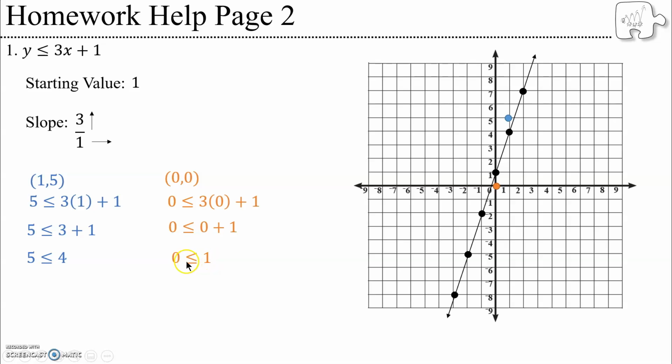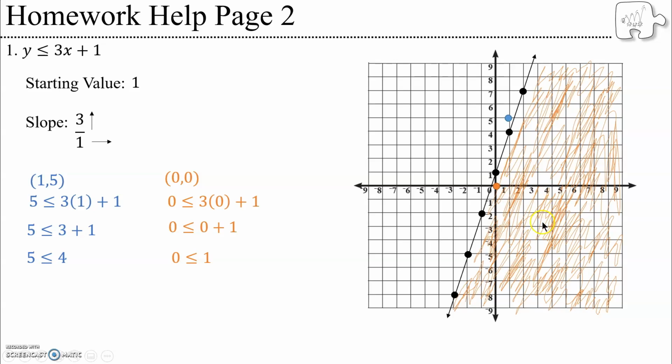So is 5 less than or equal to 4, or 0 less than or equal to 1? Right, the bigger number should be pointing to the smaller number. So we know that 1 is bigger than 0, and 4 is not bigger than 5. So this point works, right? Remember, was (0, 0) on the below side or above side? Right, below. So we're going to shade it in. And that's how we show our answer.